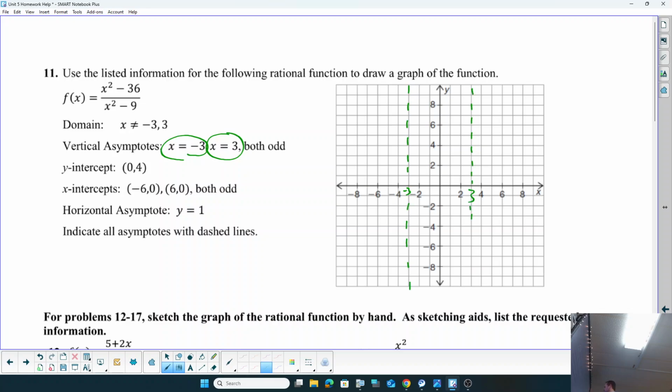Pause me. Try it on your own. So what do you think there?